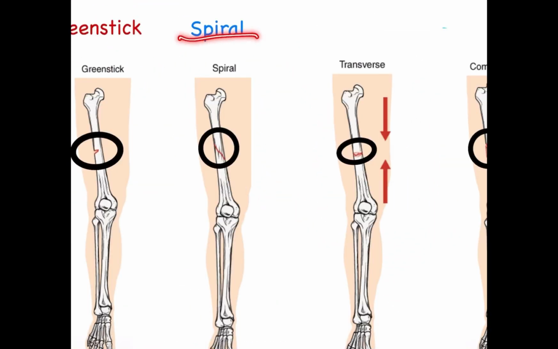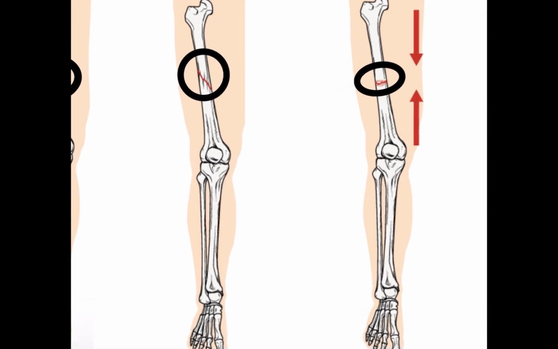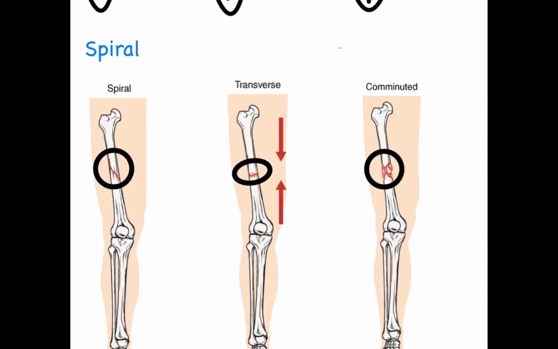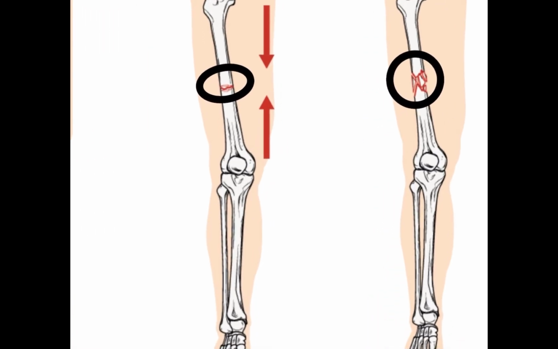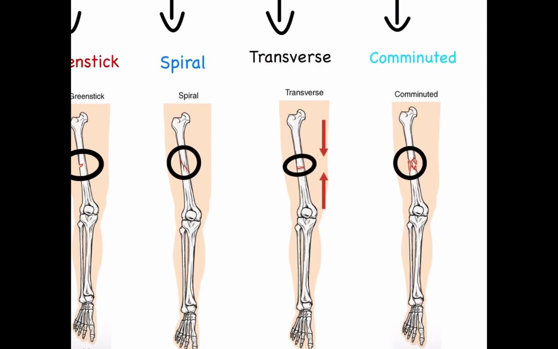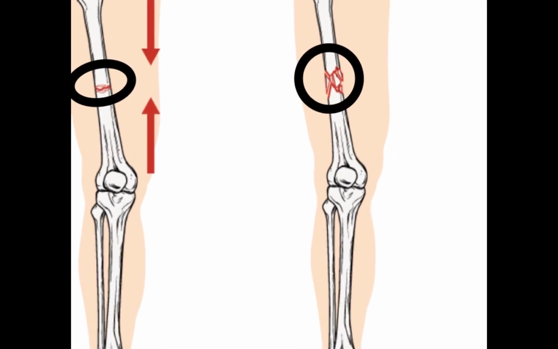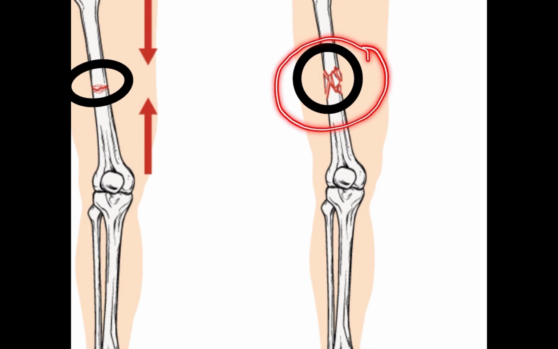Then we have spiral fracture. In spiral fracture, the break spirals around the bone, and this is common in a twisting injury. And last but not least, we have transverse fracture. In a transverse fracture, the fracture has a horizontal fractured line. And lastly, we have comminuted fracture. In this type of fracture, the bone breaks into 3 or more pieces.